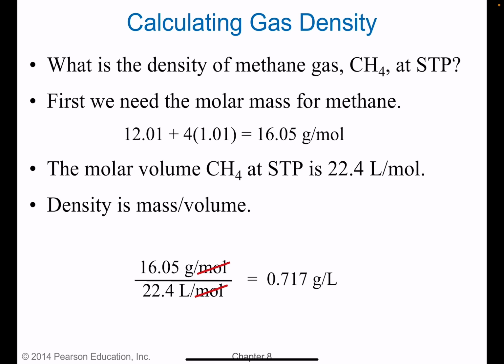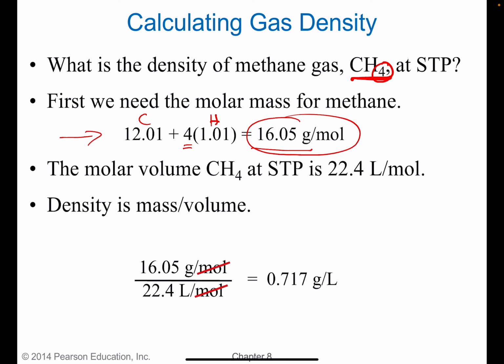So just a quick example, we've got CH4, which is called methane. If we're going to calculate the density of this gas, we first have to know the molar mass, so that's what they did right here. The 12.01 is for the carbon, the 1.01 is for the hydrogen, and then we have a 4 out front because there's a 4 in the formula. There are 4 hydrogen atoms for every single CH4 molecule, and we get a molar mass of 16.05 grams per mole.